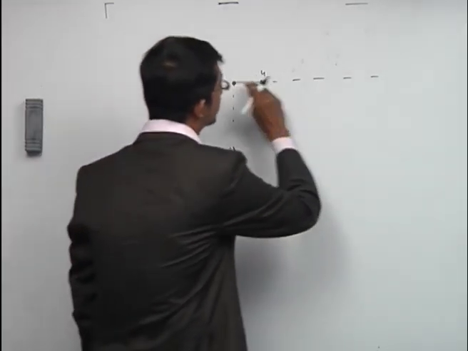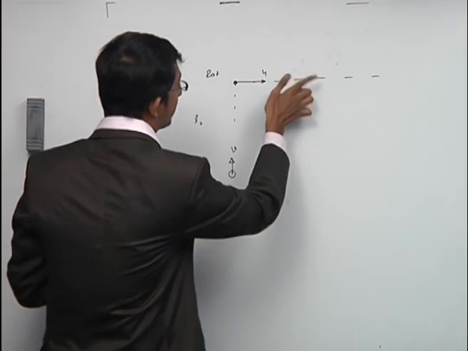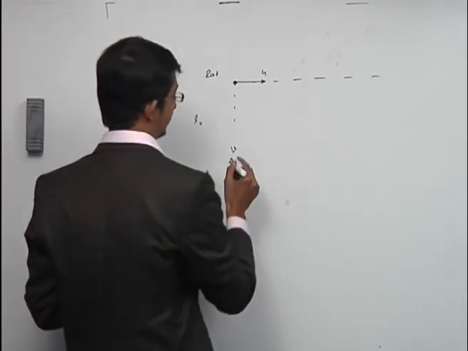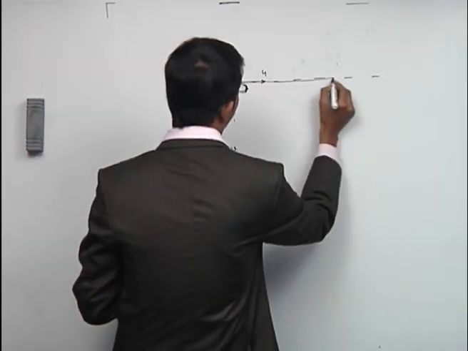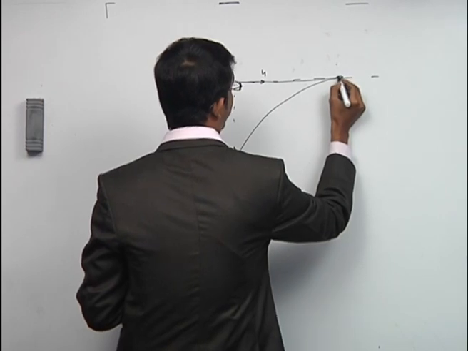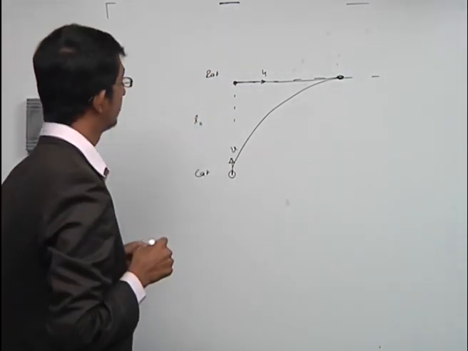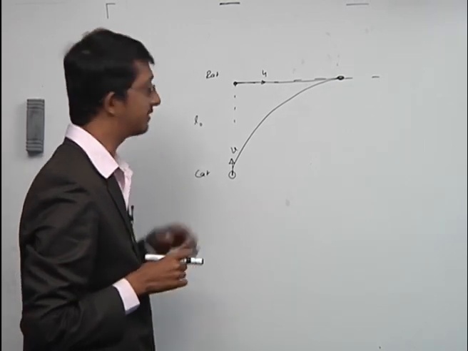So the rat is going on a straight line with a fixed speed. This cat is always approaching the rat with some speed. Its actual speed is v. We should calculate the approach speed. So after some time, the cat catches the rat there. We have to find the time after which it catches the rat. It's a very involved problem.